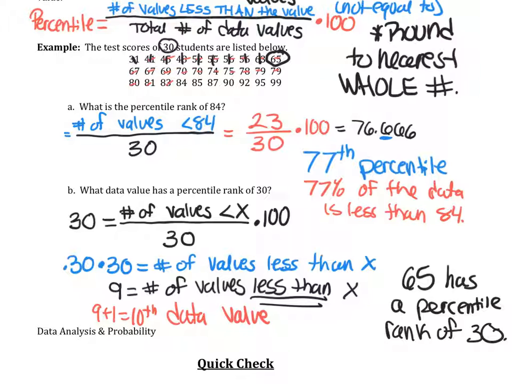Okay, so the main thing again is just remembering if you're doing this solve for x where you're working backwards, the number you get is a number of data values. It's not an actual data value. Okay, do you guys have any questions? All right.